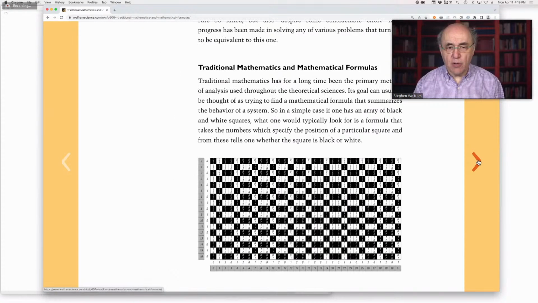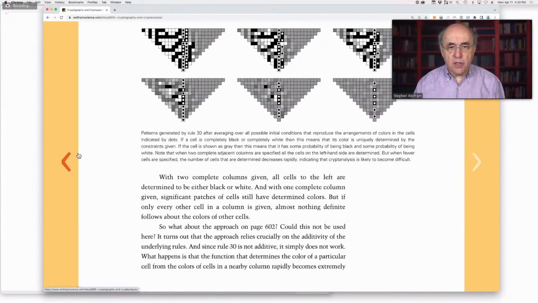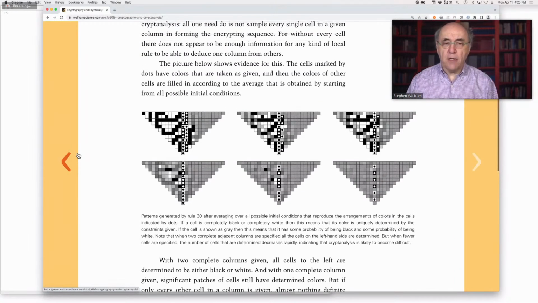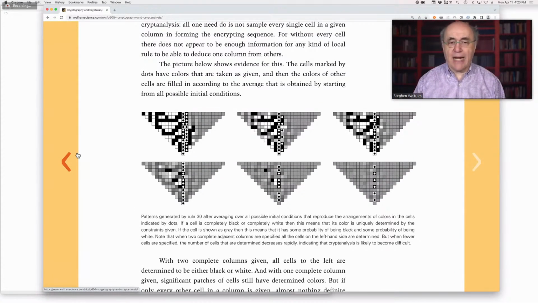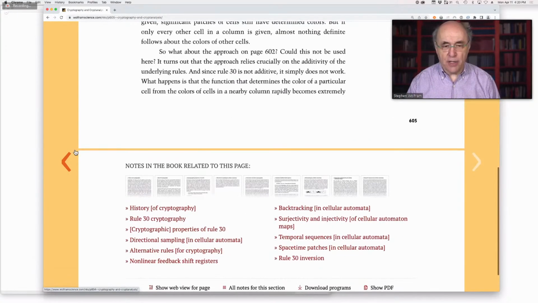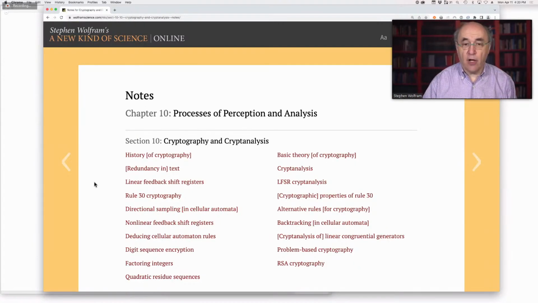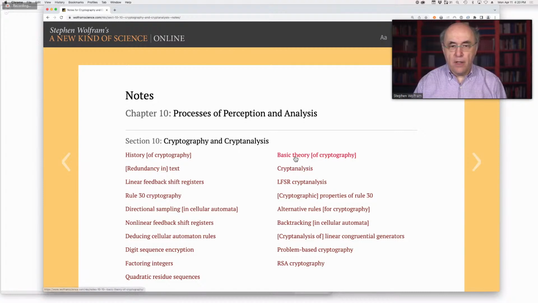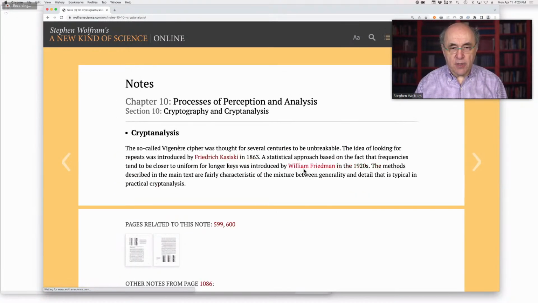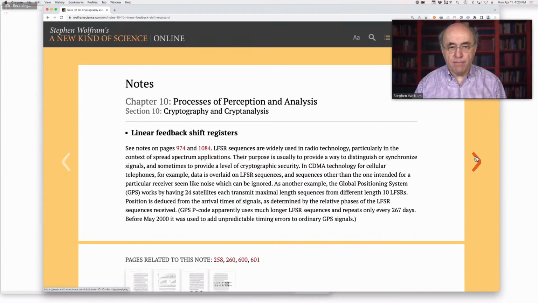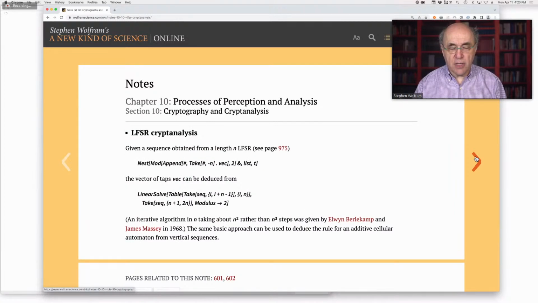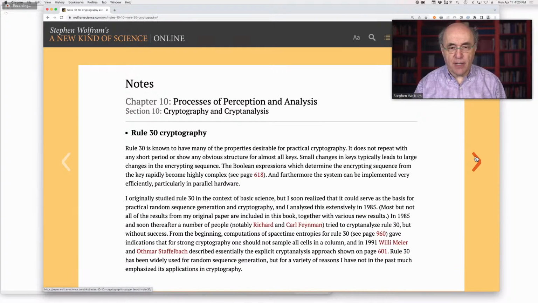So the basic conclusion is that the obvious methods of cryptanalysis won't crack rule 30. In other words, even if our method for saying it's not really random is to use cryptanalysis, we still will conclude that actually it really is random. So cryptanalysis is not enough to break out of the computational irreducibility of rule 30. I talk a bit about methods of cryptanalysis and how to do the cryptanalysis of a linear feedback shift register sequence.